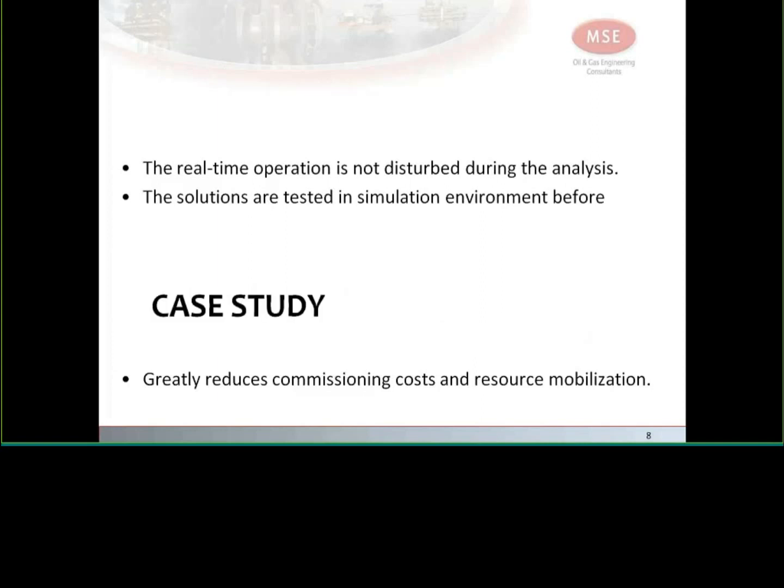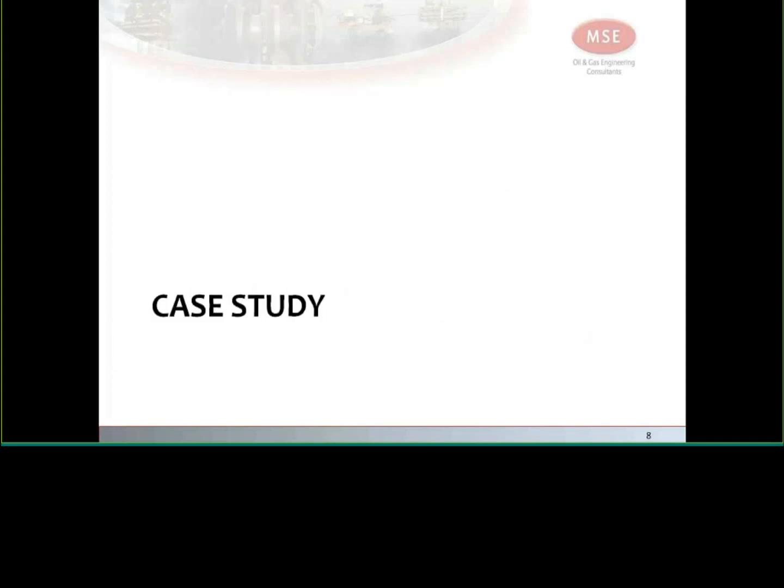So we have a case study to share with you of an asset where we actually followed this approach and were able to troubleshoot their operations and then propose meaningful modifications, improvements that would actually unlock production capacity, and it would help with the reliability of a particular equipment that they had experienced some problems with.